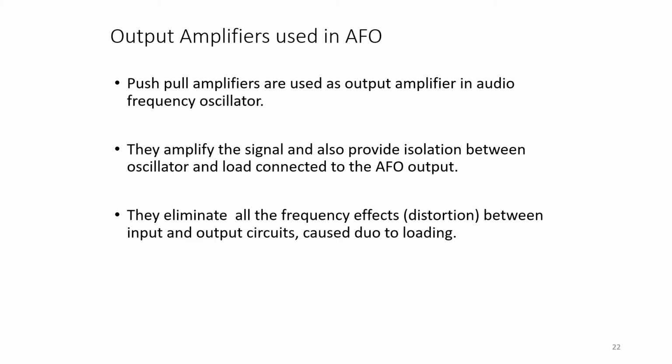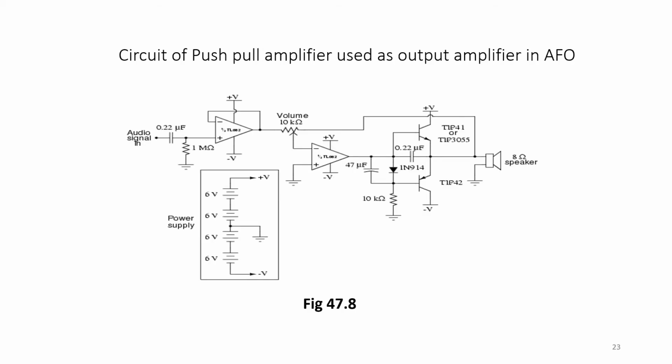So they eliminate all the frequency effects, that is distortion between the input and output circuits caused due to loading. So we know the push-pull amplifiers eliminate the distortion effects. The range switch effects also are eliminated. So this is the push-pull amplifier circuit used as output amplifier.